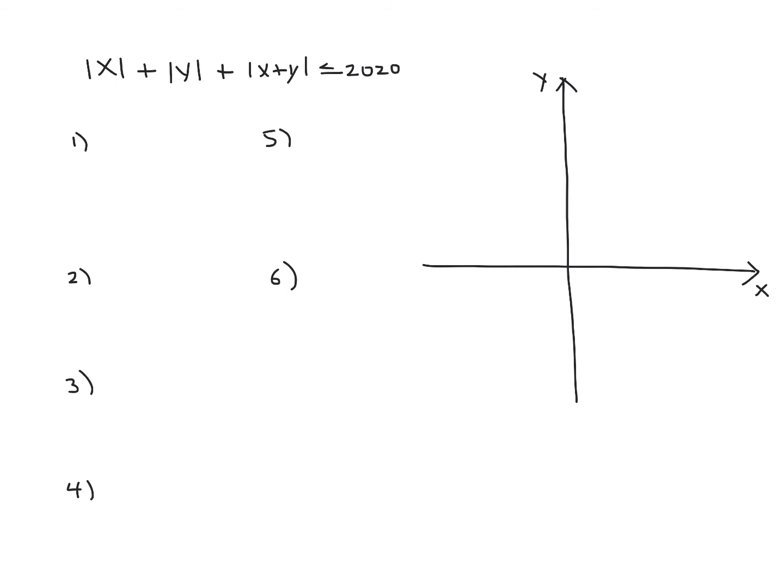Okay, so the first scenario would be when both x is greater than or equal to 0 and y is greater than or equal to 0. So that would basically make this equation up here x plus y plus x plus y is less than or equal to 2020. And I'm going to always try to make it in terms of y. What I mean by that is, isolate in terms of y. So when I do, it'll be y is less than minus x plus 1010.